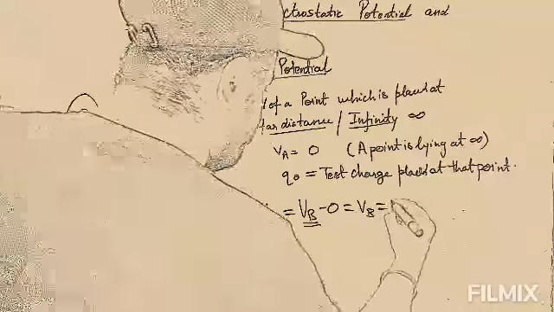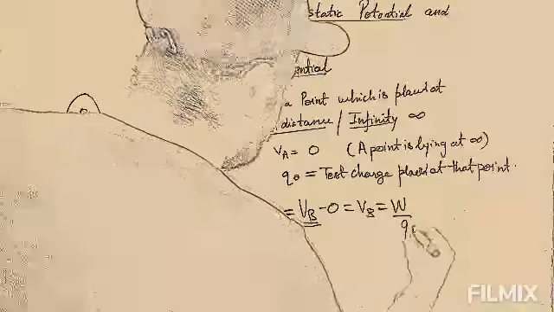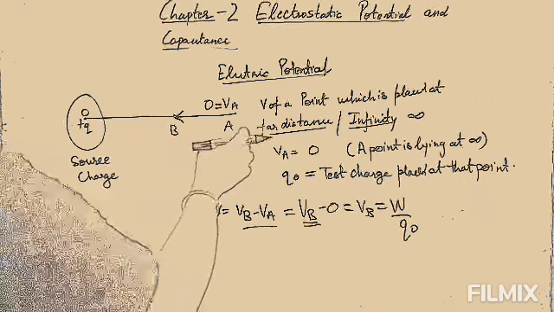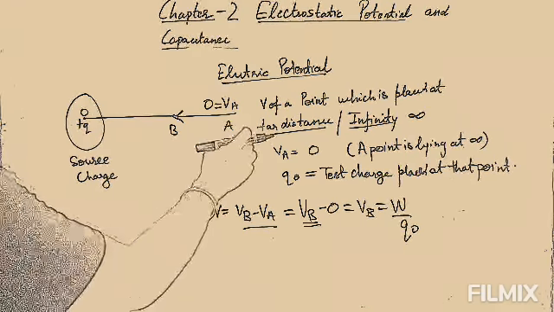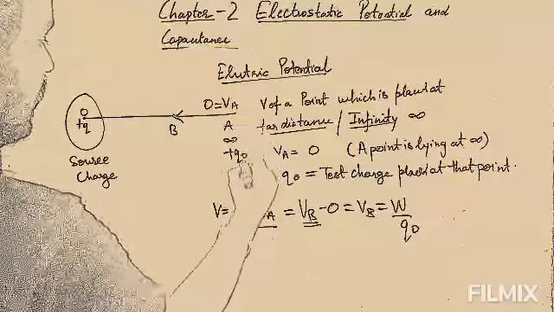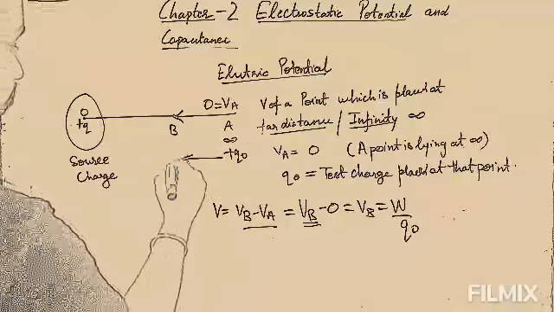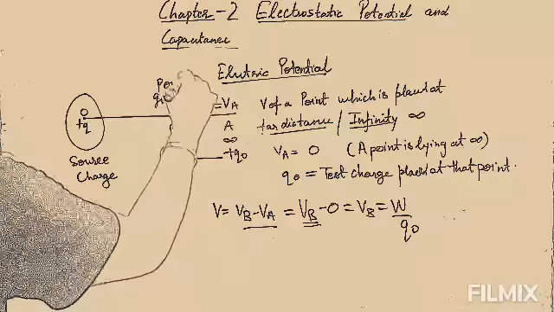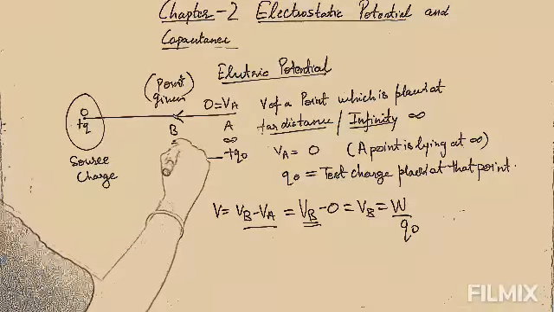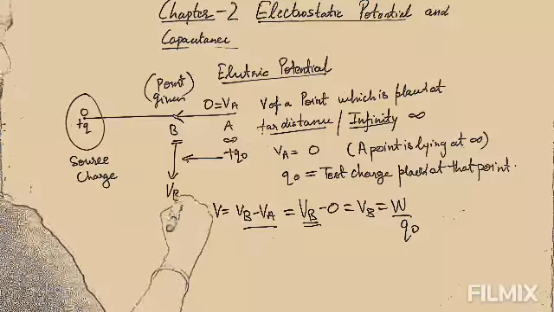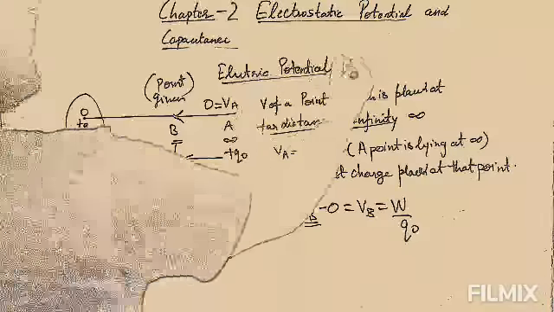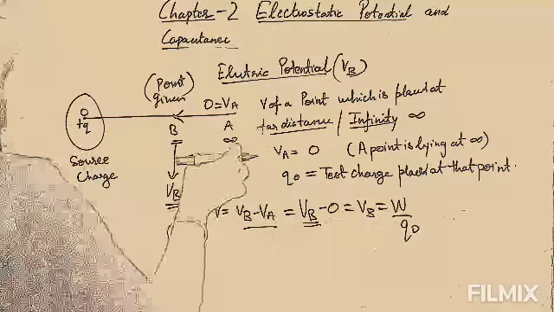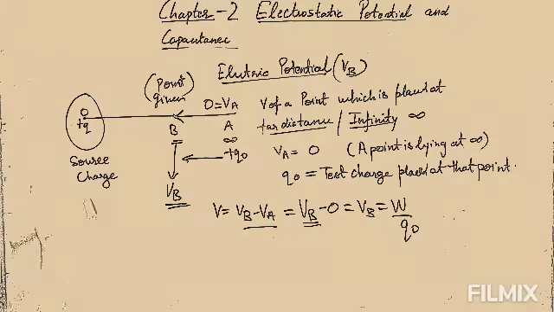So it is defined as work done in bringing the test charge from infinity to that point. If one point is infinity and the other is a given point, we have to move this test charge from infinity to the given point. The given point is B. So at point B, the electric potential VB is defined as work done in bringing a test charge from infinity to the given point.